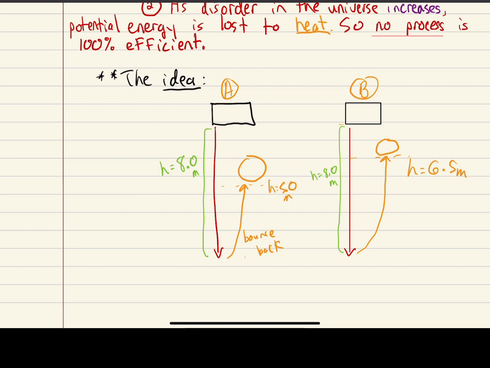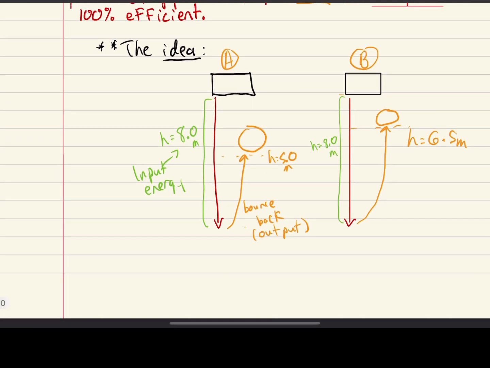Well, since they were both dropped from the same height, this height over here is the input energy. And the bounce back height would be the output energy. And so we could see here that the output of B is greater than the output of A, even though they were both dropped from the same height. So what we say is that B has a greater efficiency.